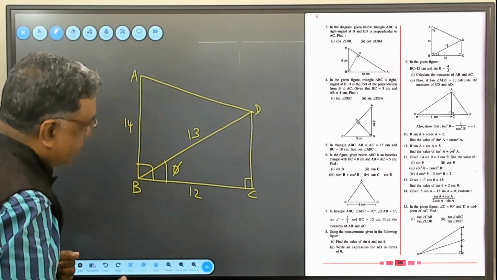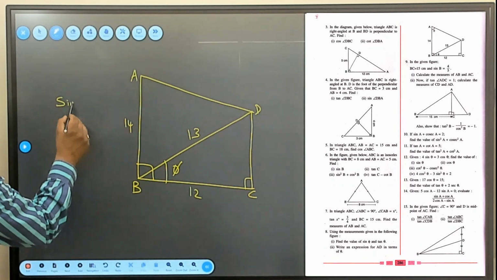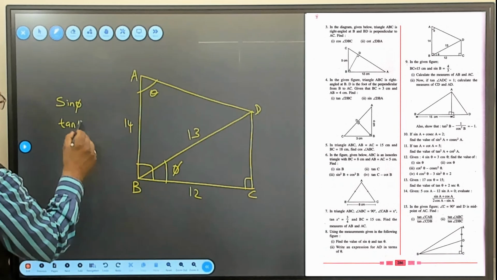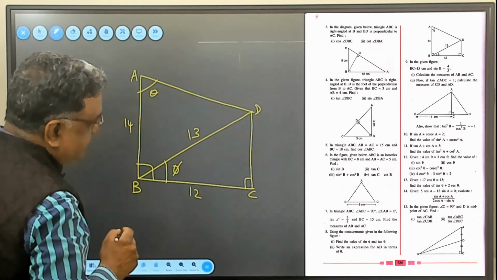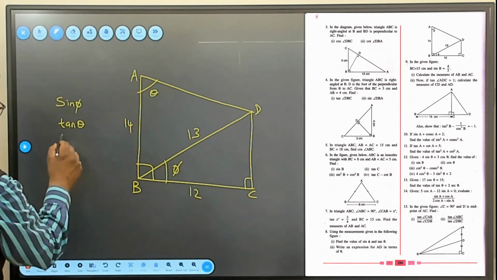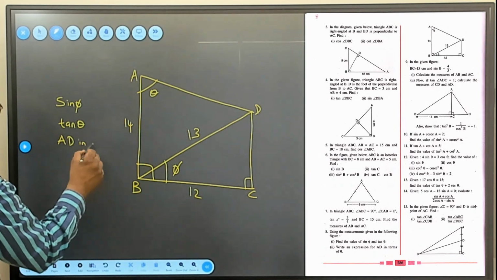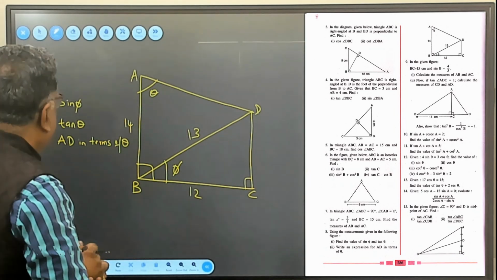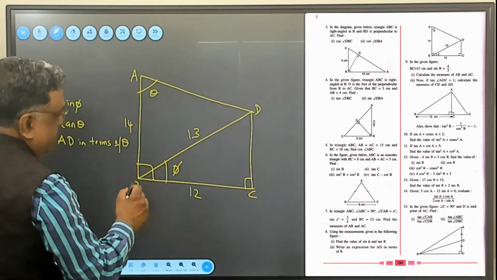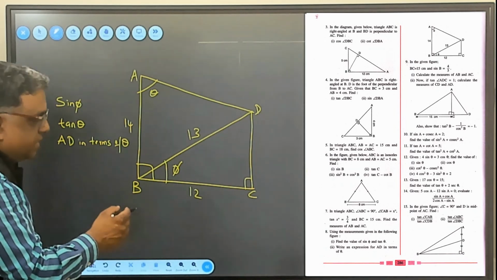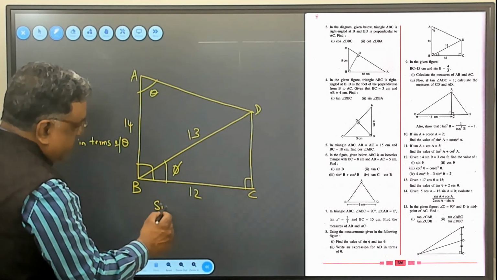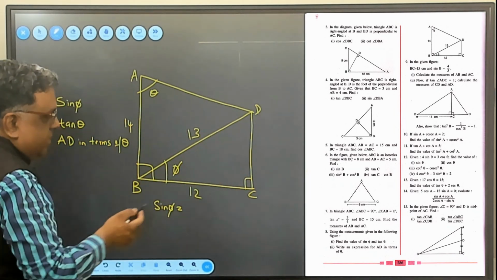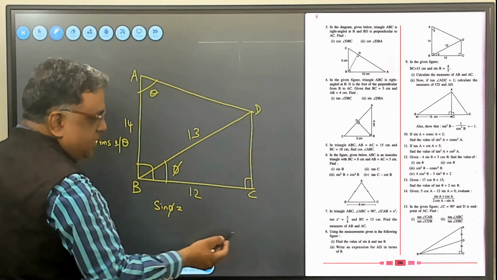And we have to find the value of sine phi, and this is theta and tan theta, and we have to express AD in terms of theta. Let's try to do that. Sine phi is very simple to find, because if you take triangle BCD, it's a right angle triangle. So we'll use sine phi as opposite upon hypotenuse. But opposite we do not know. We do not know the measure of CD. So how do we find that out?